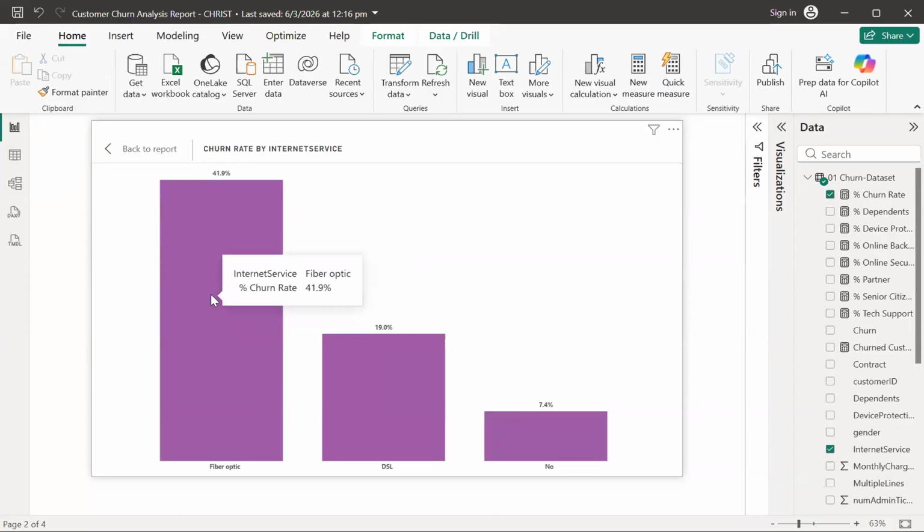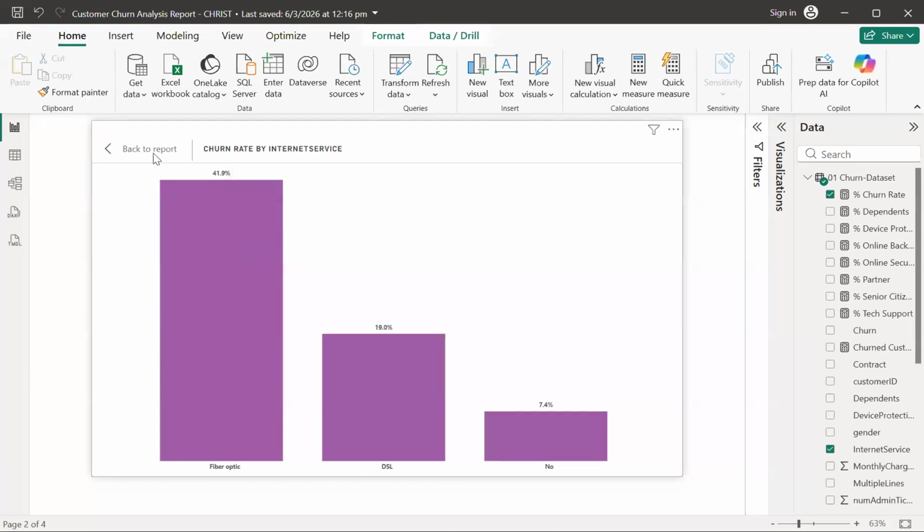Now, guys, for the fiber optic internet service, we can make an assumption that the customers are paying more for this particular service, so their expectations are a bit higher, but they are not getting the kind of support or service which they are expecting. Or maybe if they are comparing it with other telecom services, they are finding that the other telecom service provides a better service for the same amount. And maybe that is one of the possible reasons why the churn rate over here is high, because it is 42%, which is two times greater than the DSL internet service.